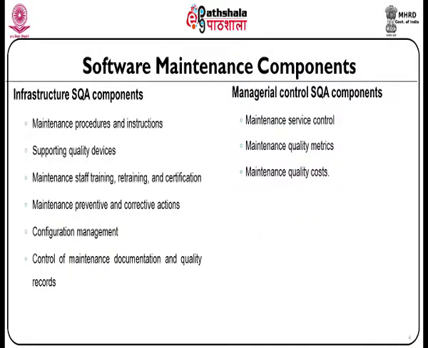Infrastructure software quality assurance components: maintenance procedures and instructions, supporting quality devices, maintenance staff training, retraining and certification, maintenance preventive and corrective actions, configuration management, control of maintenance documentation and quality records. Managerial control software quality assurance components: maintenance service control, maintenance quality metrics and maintenance quality costs.